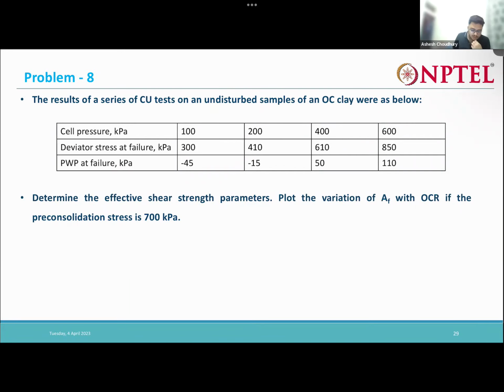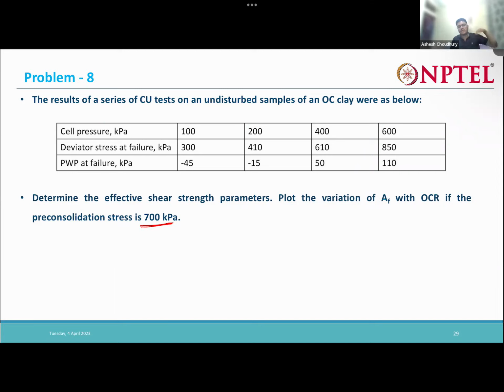The results of a CU test on an undisturbed sample of an over-consolidated clay are as below. Okay, so this is the result of a CU test that is given to us. Cell pressure is given, deviator stress at failure is given, and pore water pressure at failure is also given. We need to determine the effective shear strength parameters and plot the variation of my A parameter at failure with the over consolidation ratio. The pre-consolidation stress is given to us so that we can actually calculate the OCR.